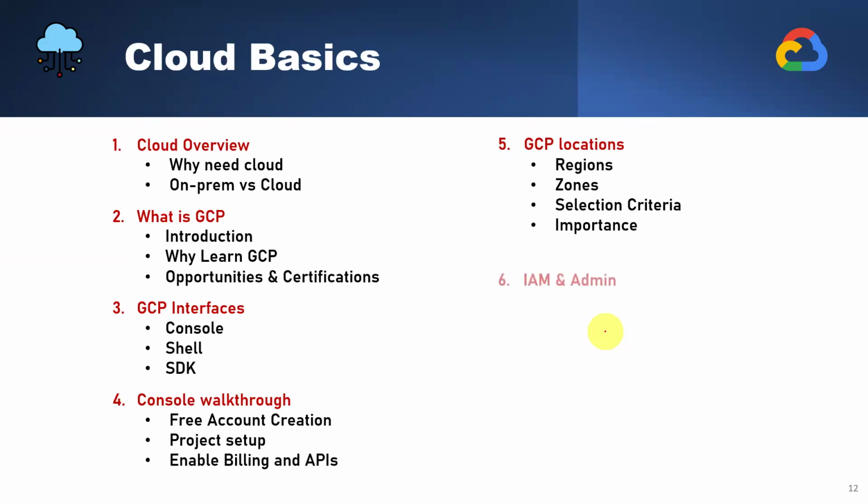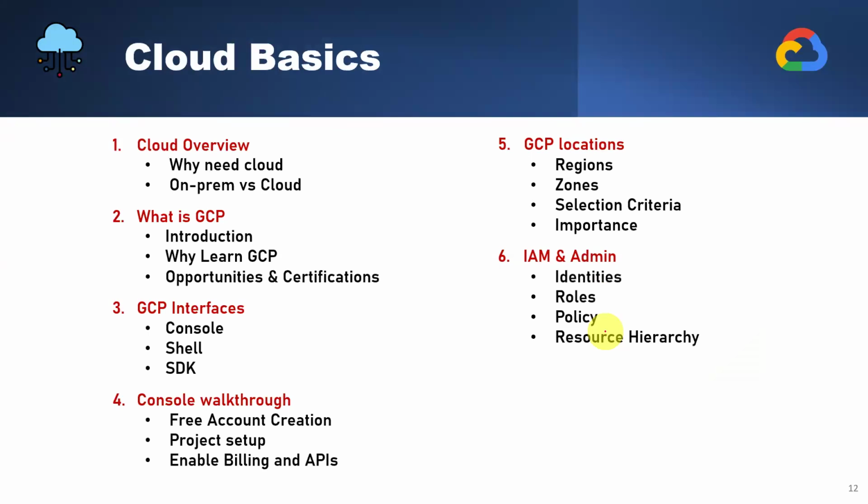Next, for security and access control, we have IAM and admin, a very important topic. We must know what are identities, what are roles, what is a policy, and what is the resource hierarchy. These are the cloud basics that we are going to see. First is the cloud overview: what is Google Cloud Platform, GCP interfaces, GCP console walkthrough, GCP locations, and GCP IAM and admin. So these are the cloud basics.